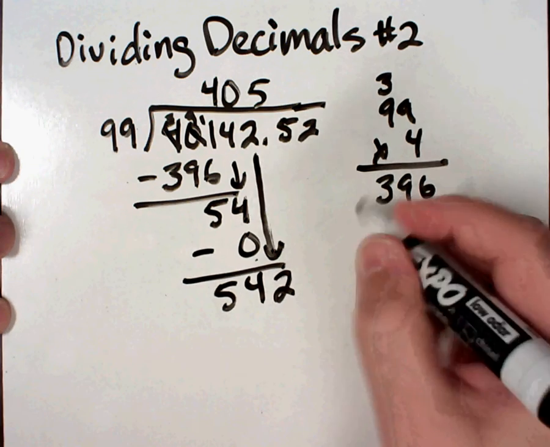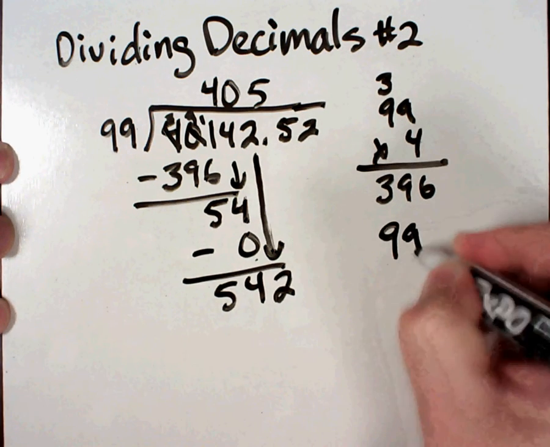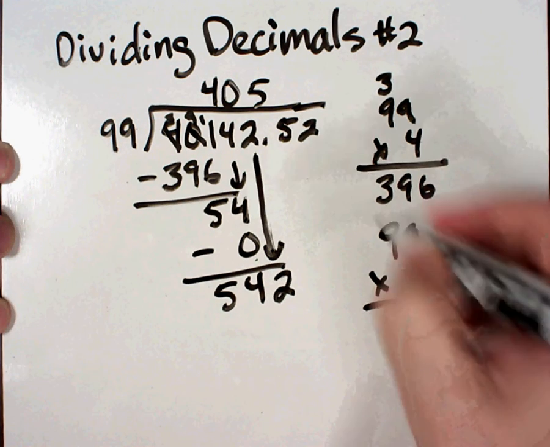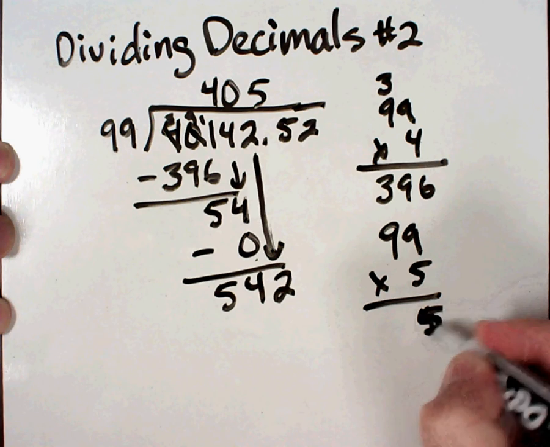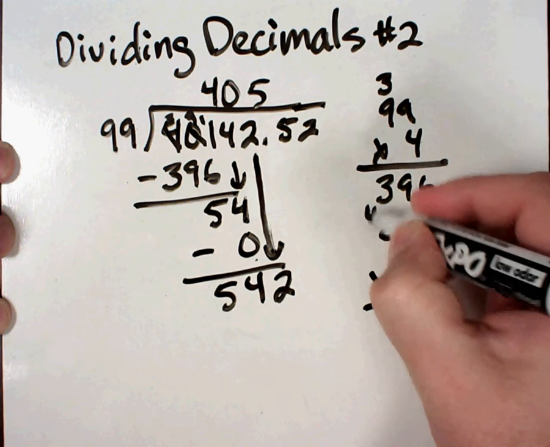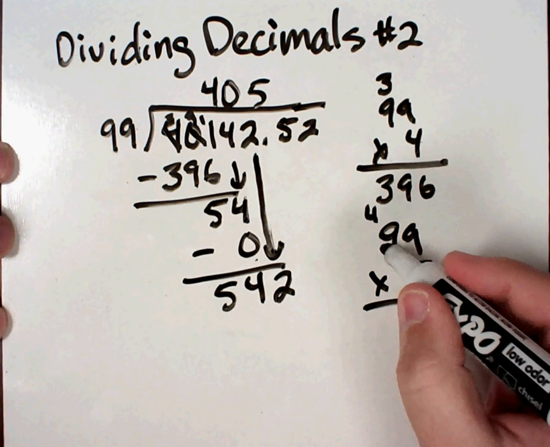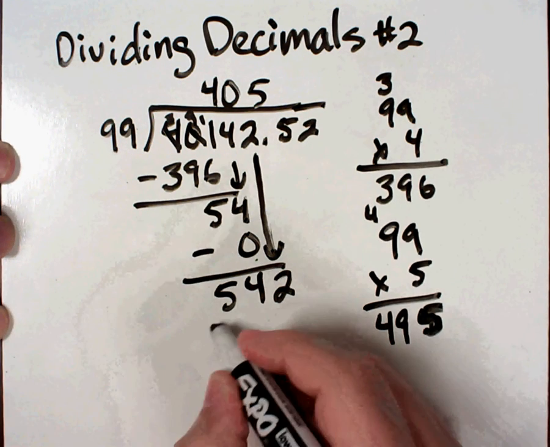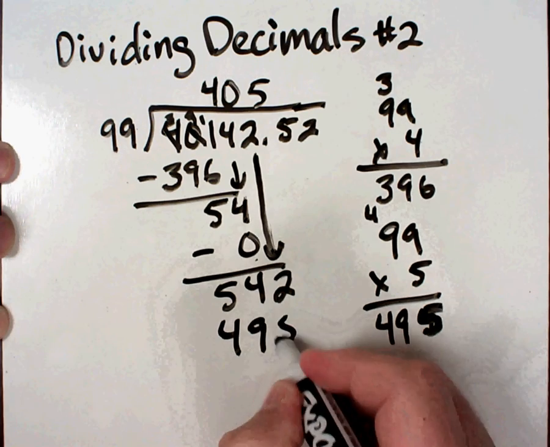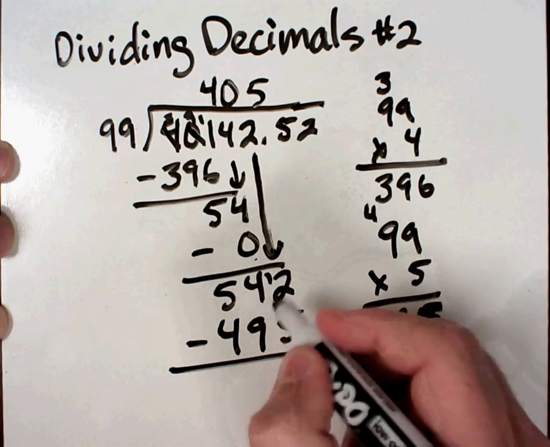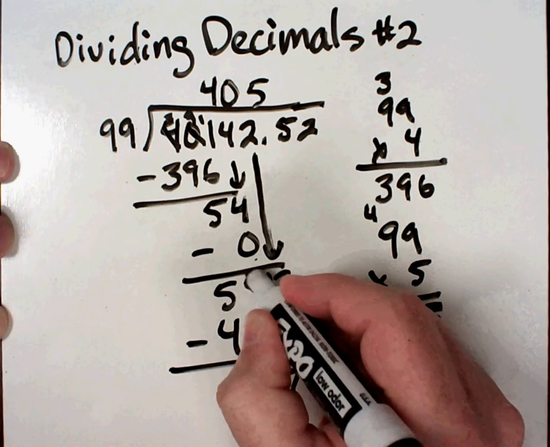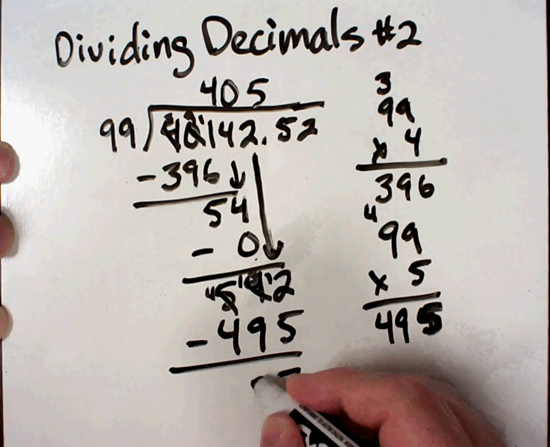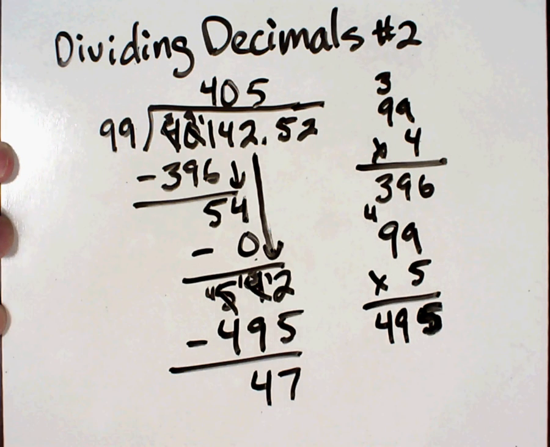All right, then we're going to do our multiplication off to the side. 9 times 5 is 45. Oop. 5, not 4. 45, carry my 4. 9 times 5 is 45 plus 4 is 49. So we end up with 495. Do our subtraction. I know this is getting a little bit hard to see. My marker's a little bit fat and it's hard to write small.